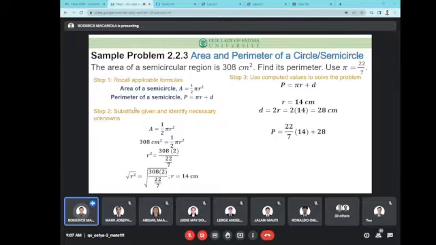Therefore, our perimeter is 22 over 7 multiplied to 14 plus 28. And the value is 22 times 2, that's 44, 72 centimeters. And this is one example of a semicircular problem.